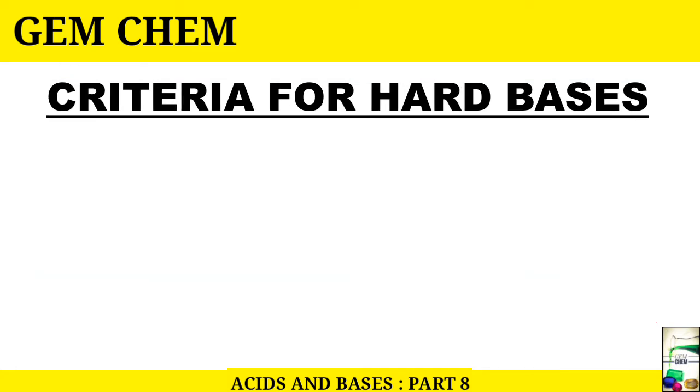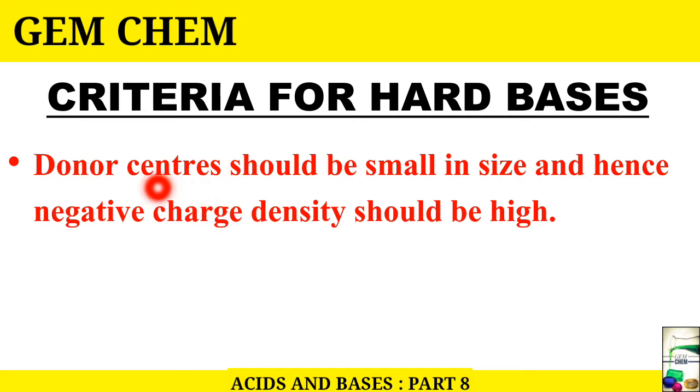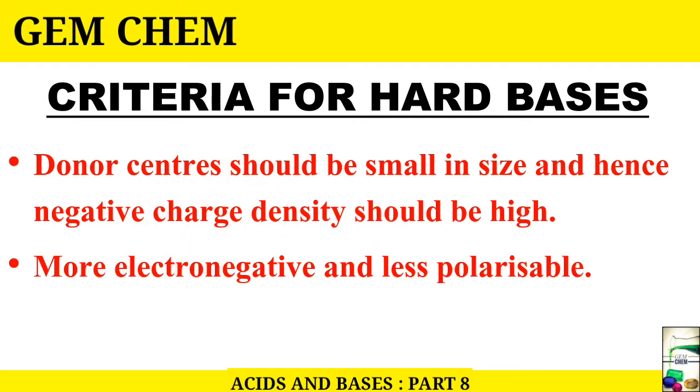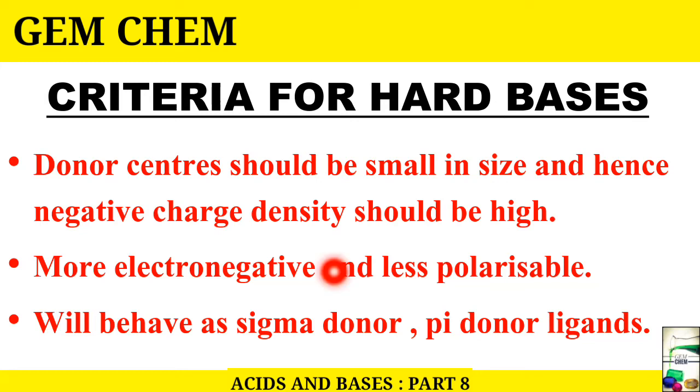Next, we will go for the criteria of hard bases. In case of hard bases, the donor centers present should be small in size, and as a result the negative charge density should be high. Similarly, due to the smaller size of the donor center, they are more electronegative and less polarizable, and they will behave as sigma donor, that is, they will donate electrons from sigma orbital, as well as pi donor, that is, they will donate electrons from pi orbital.